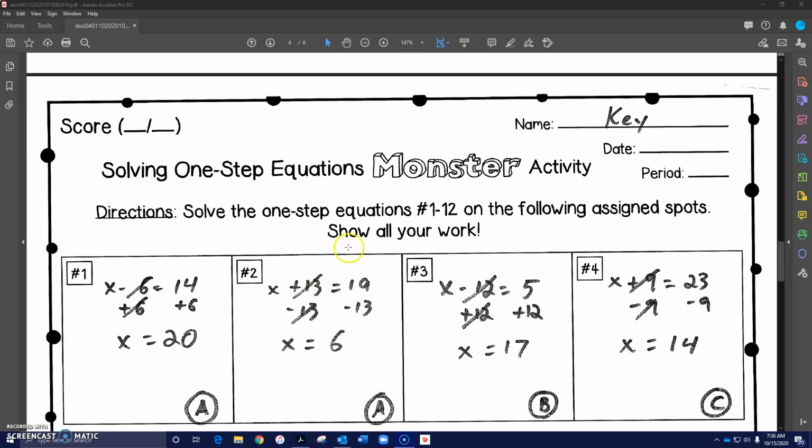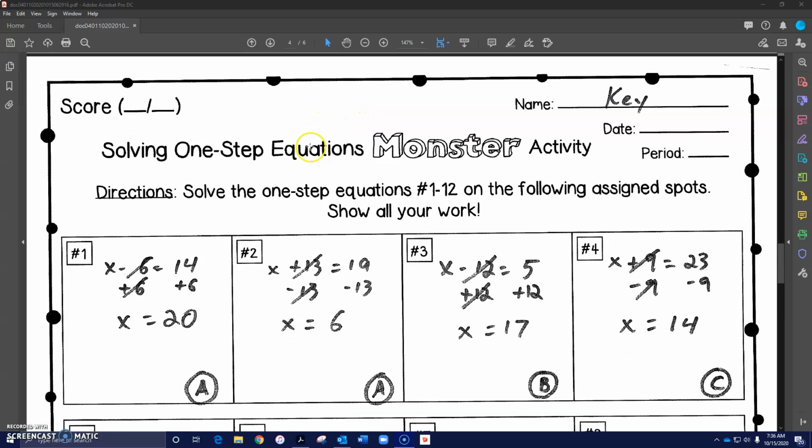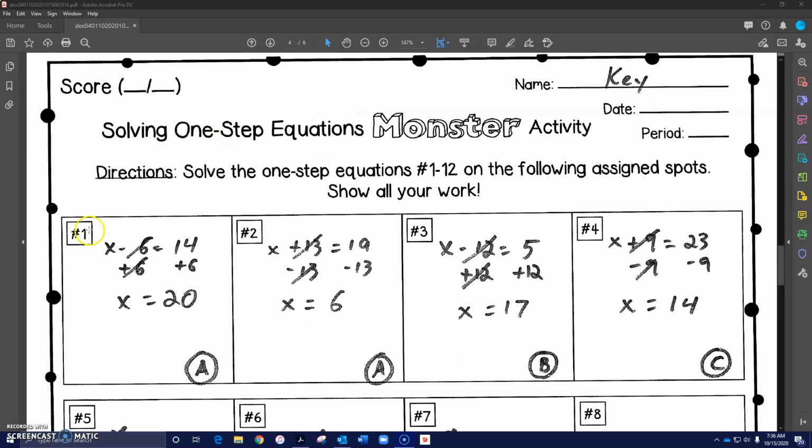Hello everybody. Today we're going to be going over the one-step equations monster activity that I posted. So the questions each had a one-step equation and a multiple choice answer that then corresponded with a body part to put on your monster. So here we go. Let's start with number 1.